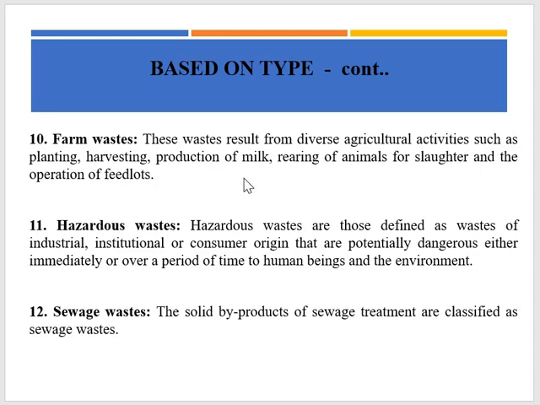Next are farm wastes. So these wastes are generated as a result of agricultural activities like planting, harvesting, production of milk, rearing of animals for slaughter, and operation of feedlots. Feedlots are a type of animal feeding operation which is used in intensive animal farming. And the disposal of such animal waste has become a critical problem in many areas.